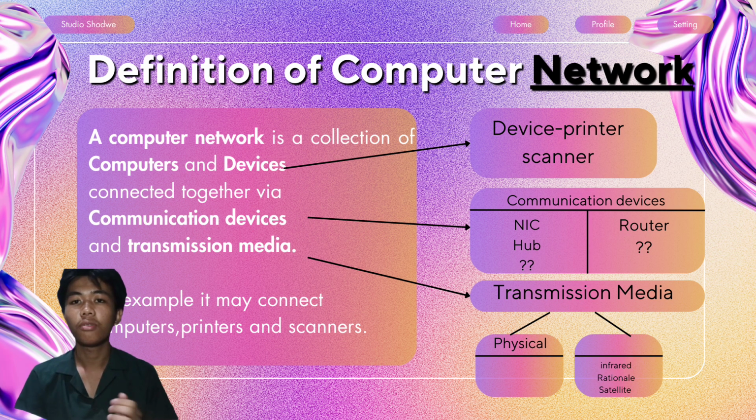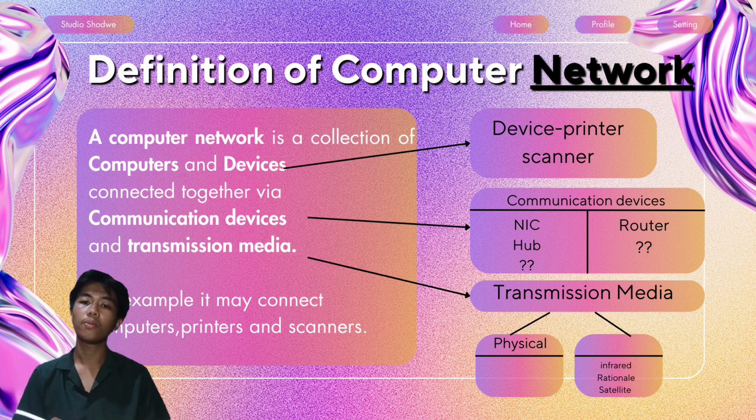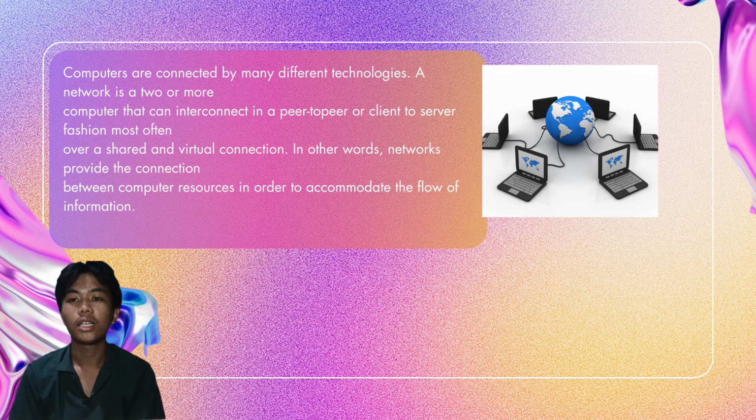So let's move on to the definition of computer network. A computer network is a collection of computers and devices connected together via communication devices and transmission media. For example, it may connect computers, printers, and scanners. Computers are connected by many different technologies. A network is two or more computers that can interconnect in a peer-to-peer or client-server function, most often over a shared and virtual connection. In other words, a network provides the connection between computer resources in order to accommodate the flow of information.